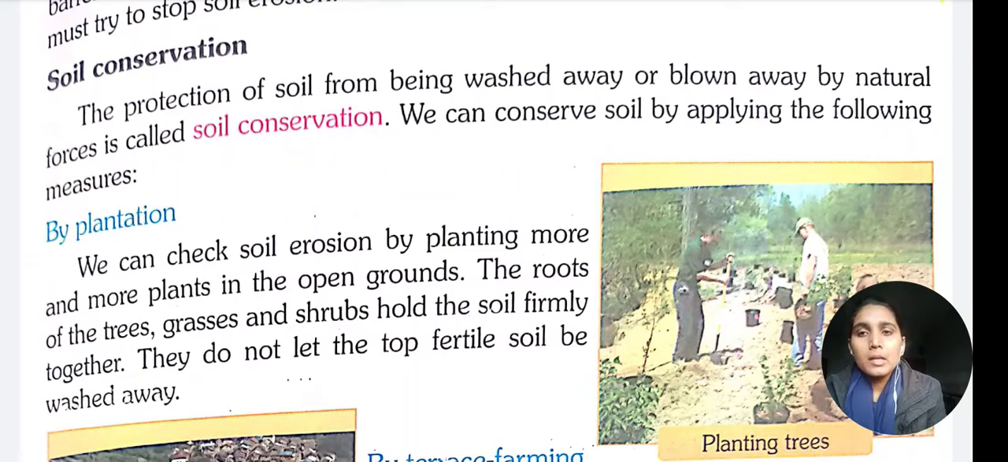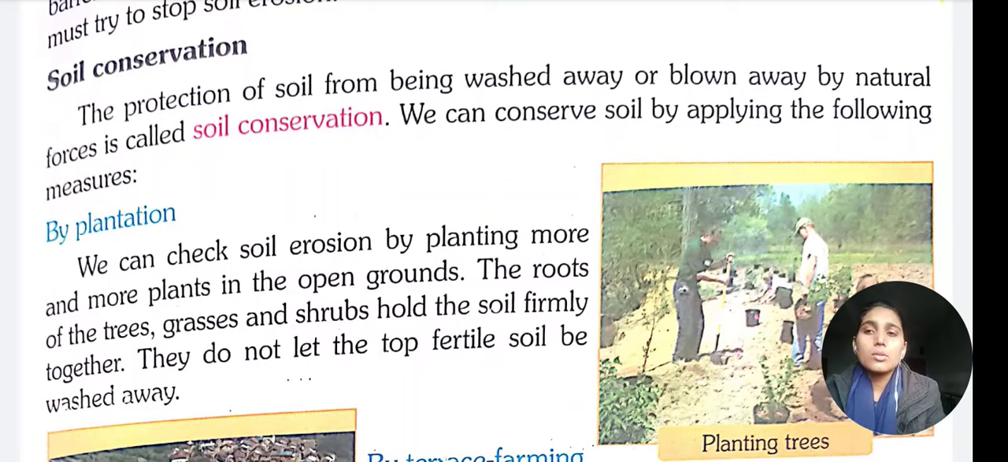The roots of trees, grasses and shrubs hold the soil firmly together. The root of any plant grows deeper in the soil. These roots bind the soil with them, and they help in binding the soil so that it cannot be blown away or washed off.